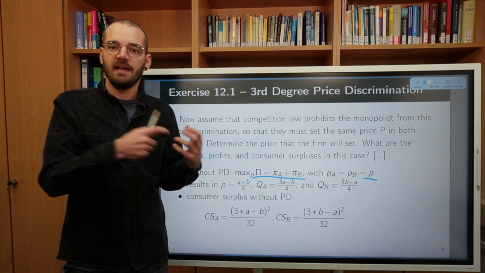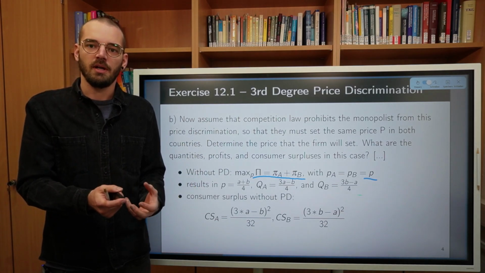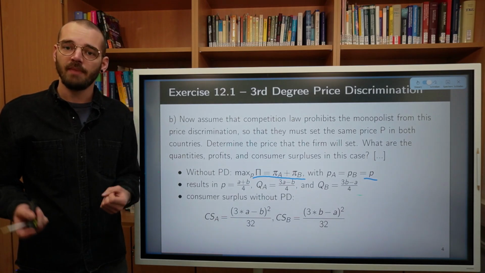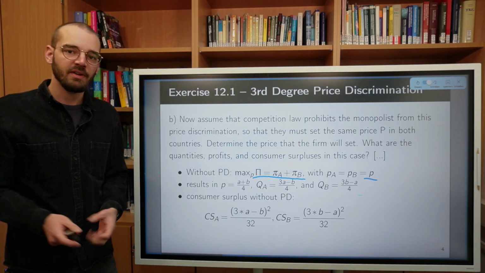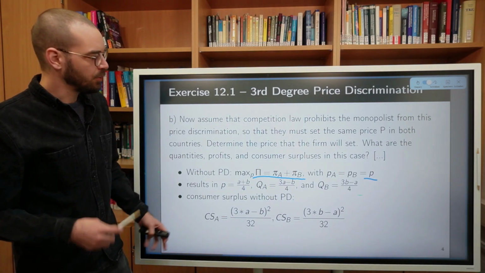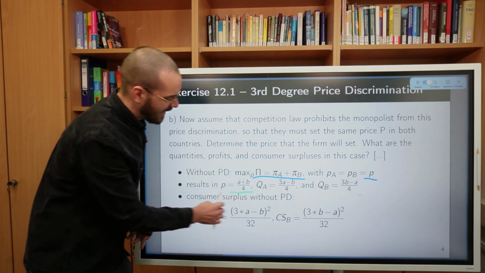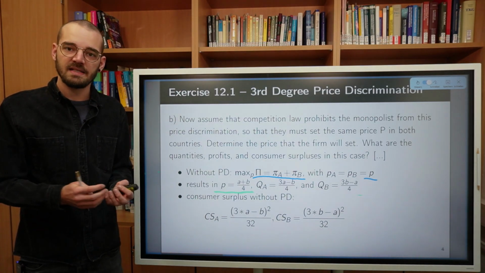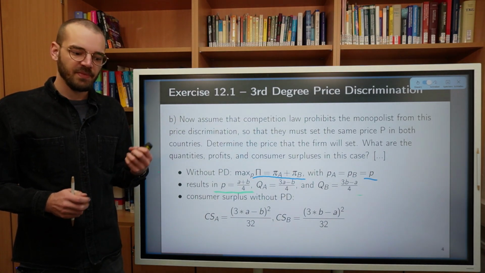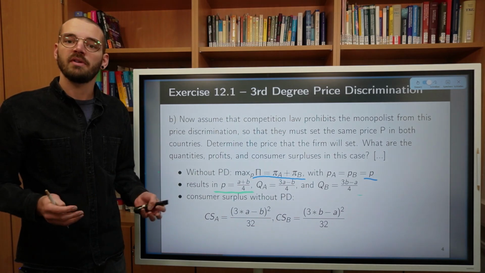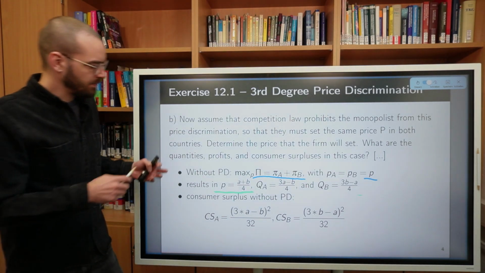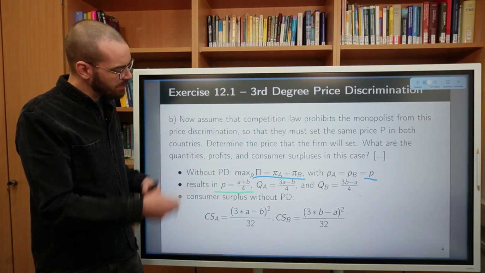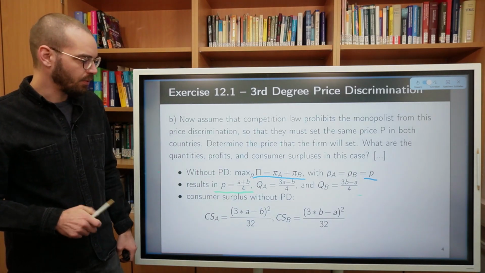By stating the first order condition of this maximum and then solving this equation, we will find out that the profit maximizing price in this situation, where there is only one price that is set for both countries at the same time, turns out to be A plus B all divided by 4.